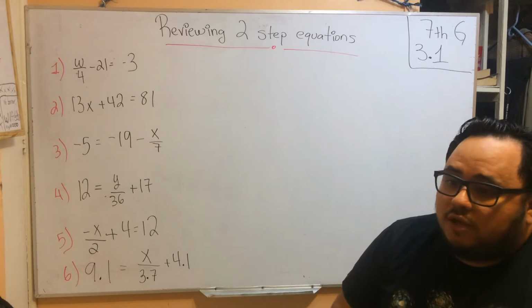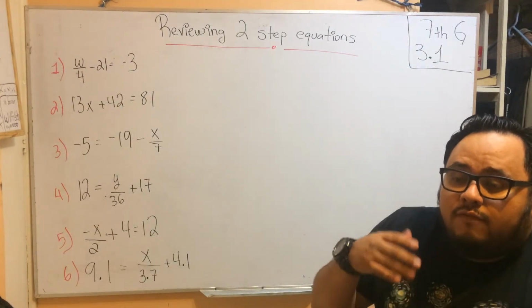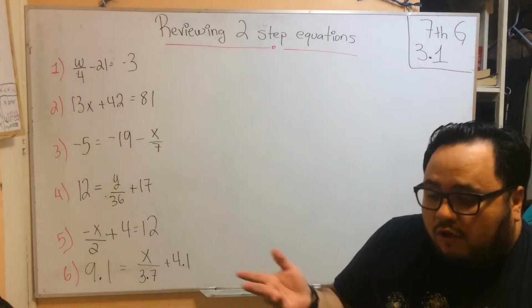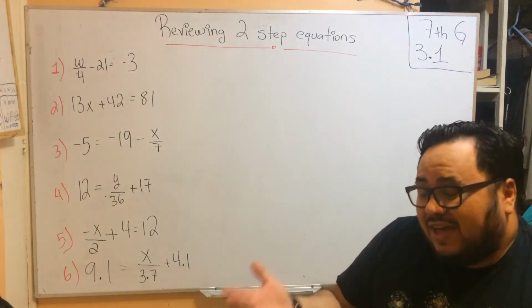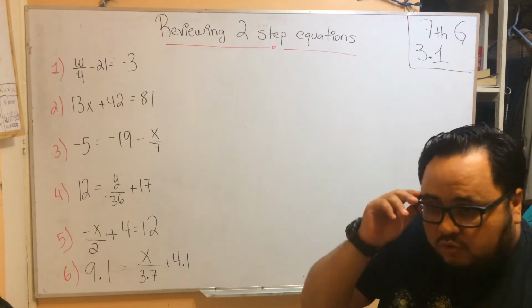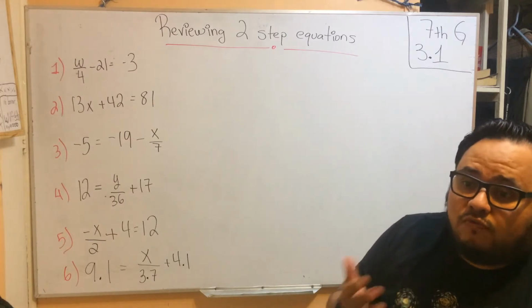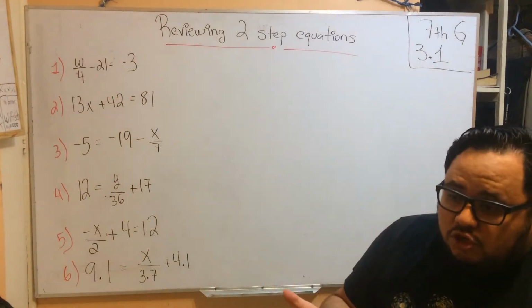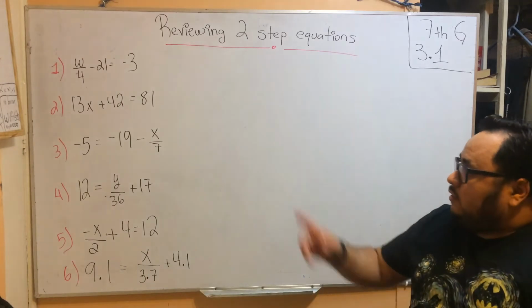Remember that when we were talking about two-step equations, we're talking about following two types of procedures to solve the equation. We might need to subtract and then multiply, or we need to add and then divide. So that's what it's like for two-step equations: we need to perform more than one procedure to solve for the answer. So let's start with the first one.